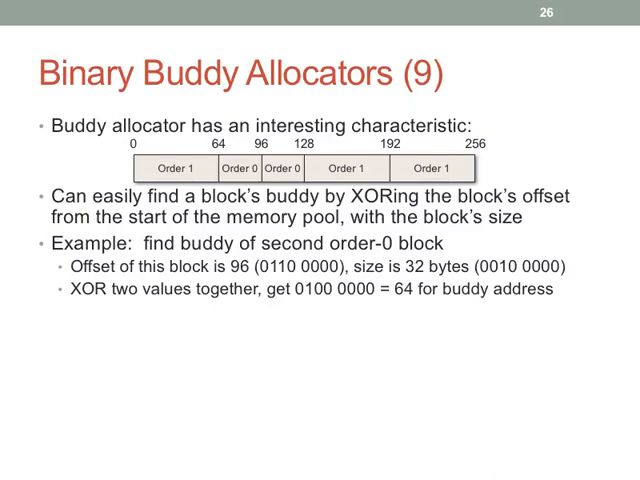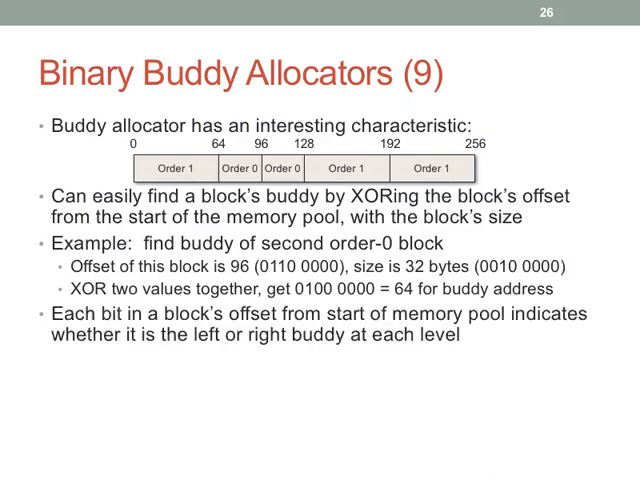And so you get a benefit and a drawback from that. You have this weird, massive increase of internal fragmentation because of the placement policies. But it becomes really easy. You can use the entire block because you can just compute where the block's buddy is. So, like I said, each bit in a block's offset from the start of the memory pool indicates whether it's the left or right buddy at each level.